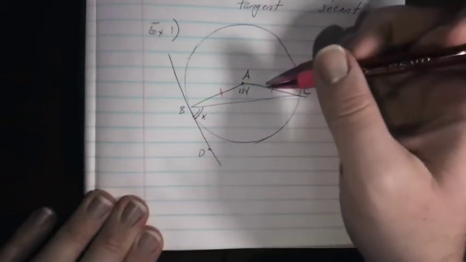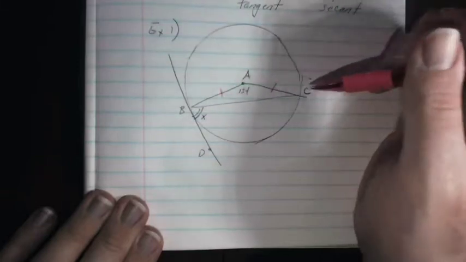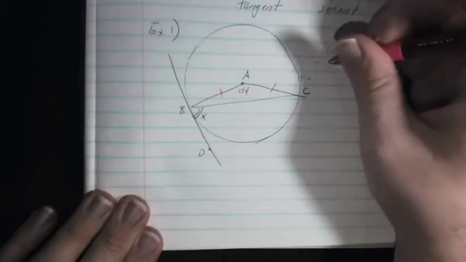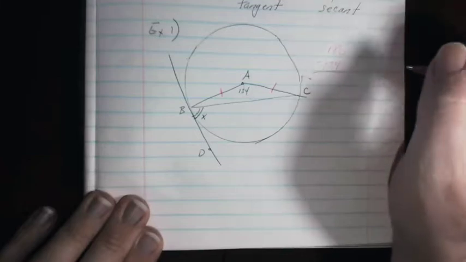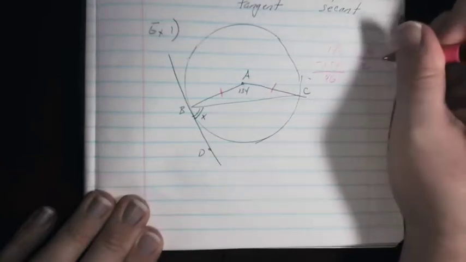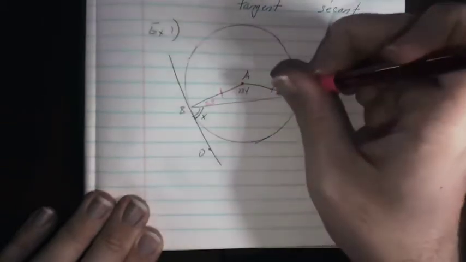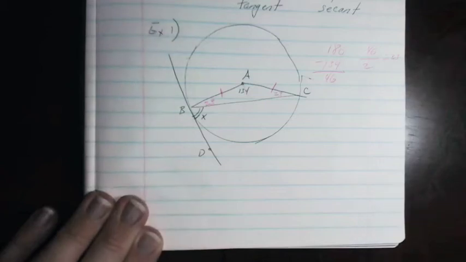Now, we can use that fact to help us, because if this is 134 and triangle ABC is isosceles, well, I just do 180 minus 134, and that's going to give me 46. Well, I do 46 over 2, that's going to give me 23. So this is a 23-degree angle, and that is a 23-degree angle.